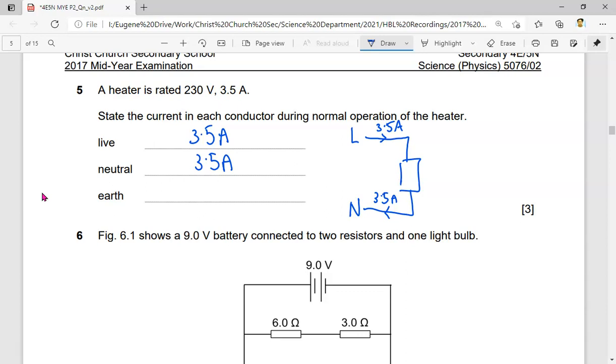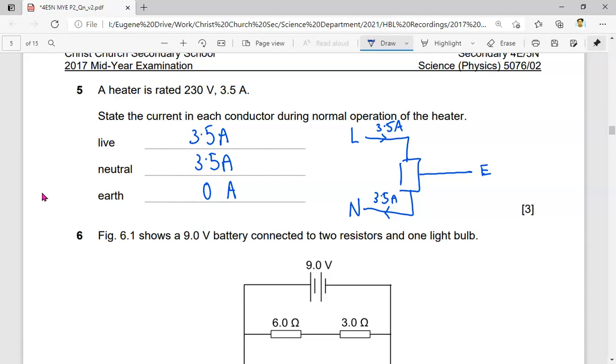So the question is, what exactly is the rating on the earth wire? The earth wire is actually connected to the metal casing of the heater. So this is the earth wire here. In typical operation, the casing is not supposed to have any current flowing through it. That's why the earth wire is actually 0 ampere. In normal operation, the earth wire has no current flowing through it. The only time when current is flowing through it is when there's a fault, when the live wire is actually touching the casing.